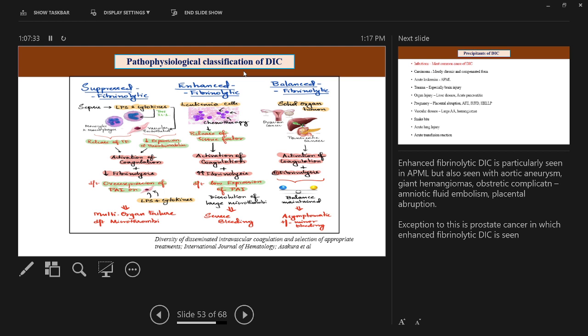So it is not a common notion that sepsis leading to DIC will only present with bleeding. The most common presentation of sepsis leading to DIC is actually a prothrombotic state in the form of multi-organ failure.